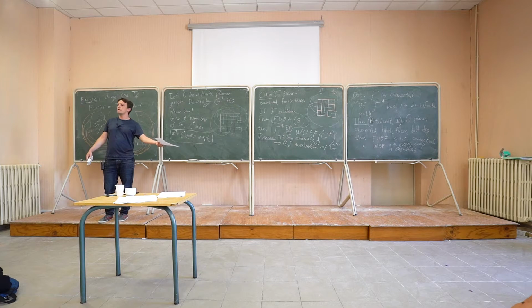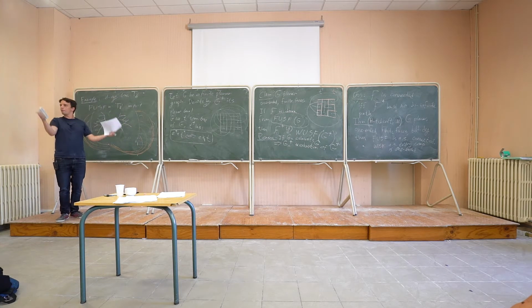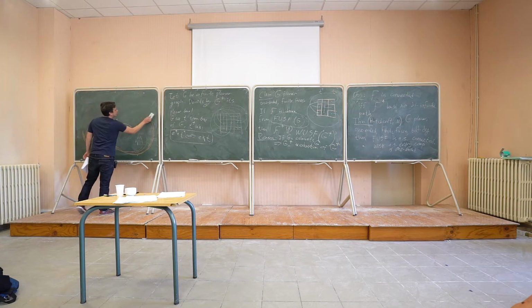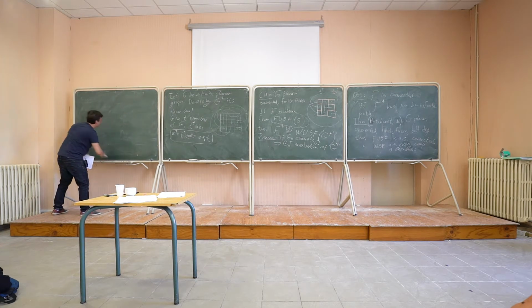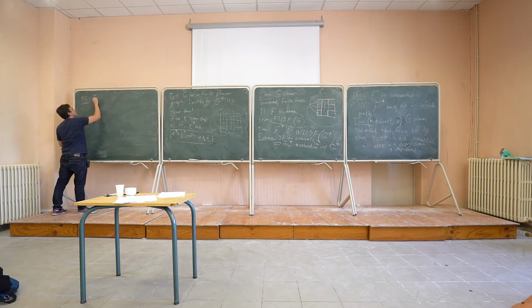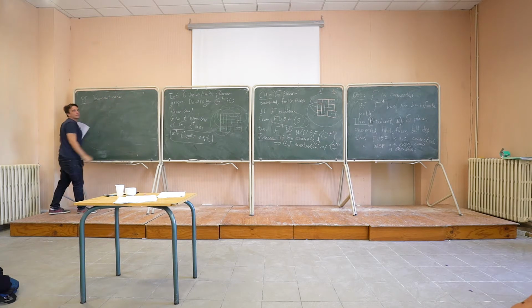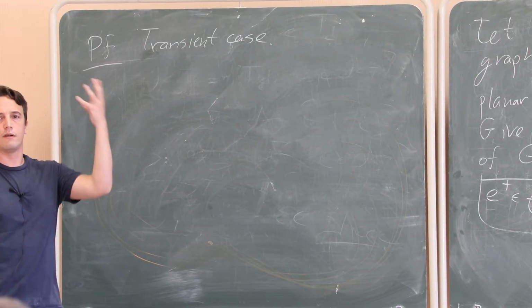Unless you prefer to see the recurrent case, they're almost the same. I prefer the transient case just because then you could draw the pictures in finite board space. So we assume our graph is transient. So the proof in the transient case. And of course, I will want to apply the circle packing theorem at a particular spot.